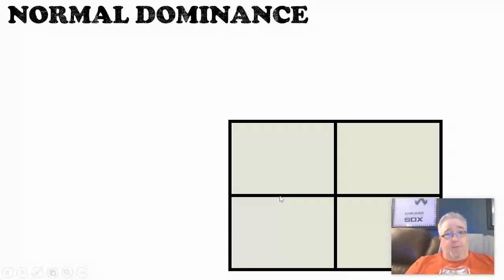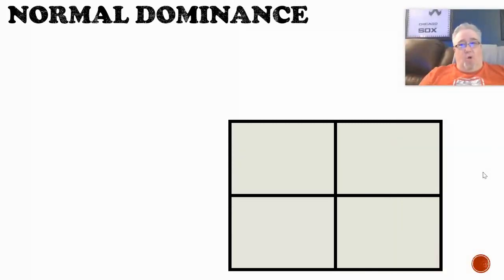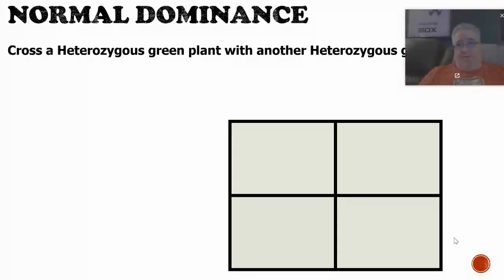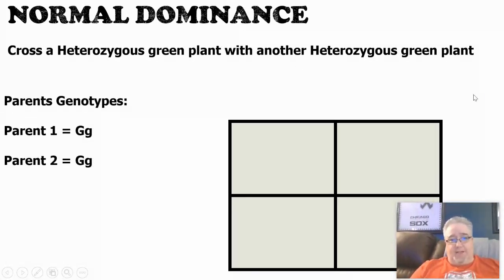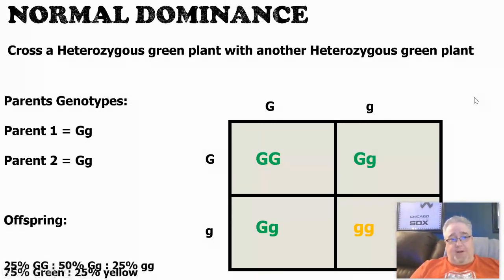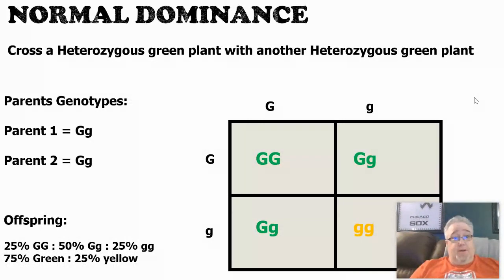As you'll hopefully remember from last week, we did a whole bunch of genetics problems involving regular dominance and recessiveness. For example, if I say cross a heterozygous green plant with another heterozygous green plant, this was a problem that we worked out previously. You set up your Punnett square, fill everything in, and come up with your genotypic ratios and your phenotypic ratios. We've done dozens and dozens of these problems up to this point.